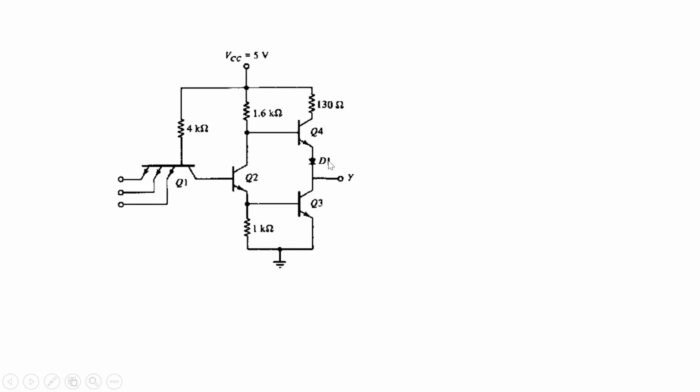Without this diode, transistor Q4 would also be on. But we are connecting the diode in series with transistor Q4. To turn on transistor Q4 requires 1.4 volt. But what is the voltage present here? The voltage is 0.9 volt. This voltage is not enough to turn on transistor Q4. So when Q3 is on, Q4 will be off. From this, we are getting the NAND output. This is the totem pole TTL output.